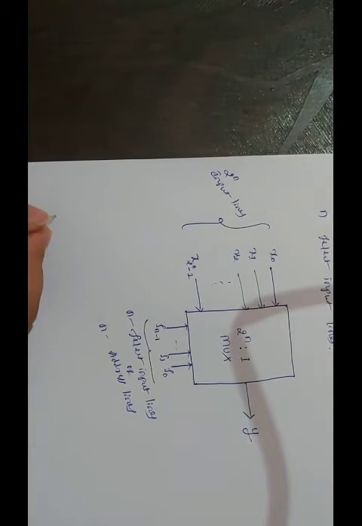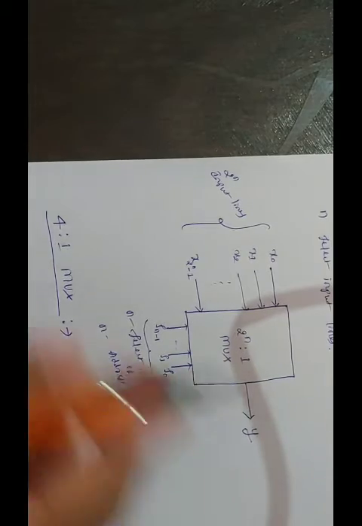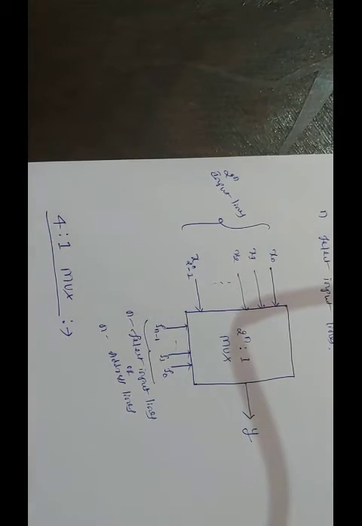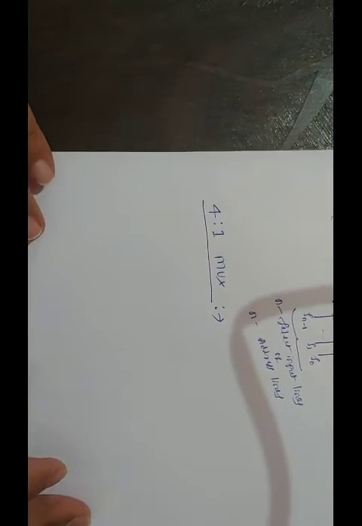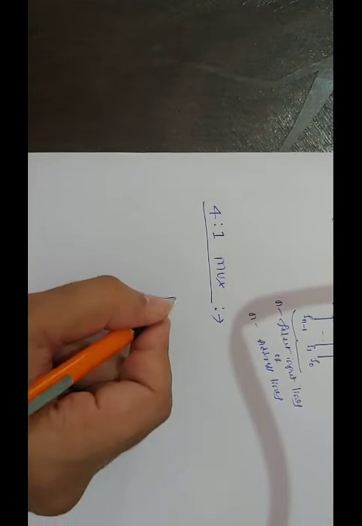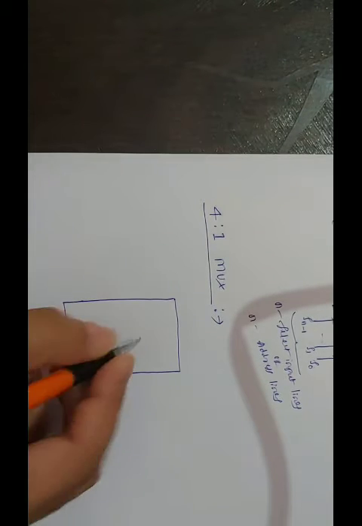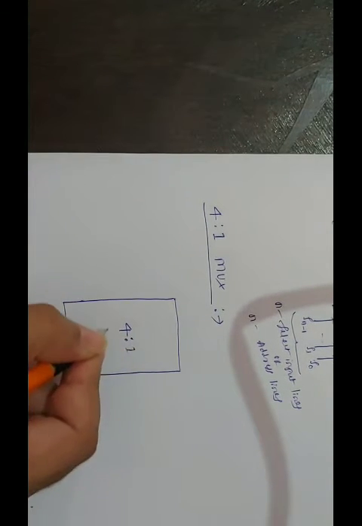Now let us deal with the 4:1 mux. I am going to draw the 4:1 mux. A 4:1 mux happens whenever the n value is 2; if you put 2 here, then it becomes a 4:1 mux. So let us draw its block diagram first. That means it has 4 input lines. Look at here, I will name this a 4:1 mux.